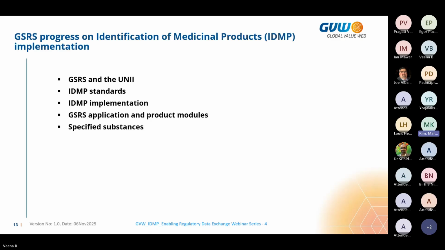Okay, so the progress we've made. I'll just give a quick brief background information on GSRS and the UNII, the IDMP standards, IDMP implementation related to specific GSRS, and then our application and products modules. I know that I've talked about it many times in the past. Today I'll talk in more detail about how it relates to all of our efforts in standardizing data and medicinal products, and then also specified substance, because these are interesting things that no one likes to address. Next.